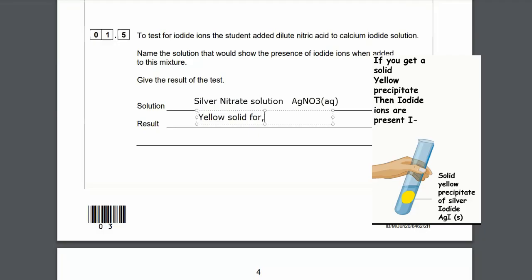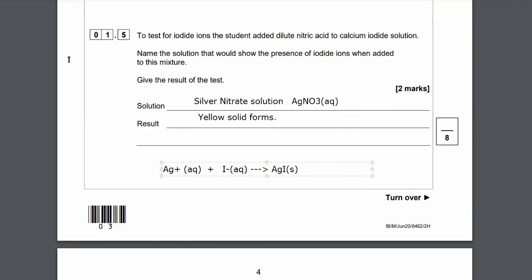And you get a white solid with chloride ions, a cream solid with bromide ions, and a yellow solid if there are iodide ions, I- ions, present. And what is that yellow solid that forms? Well, if you do Ag+ plus I-, you get AgI, that's the solid. But your answers here are just silver nitrate solution and a yellow solid forms.